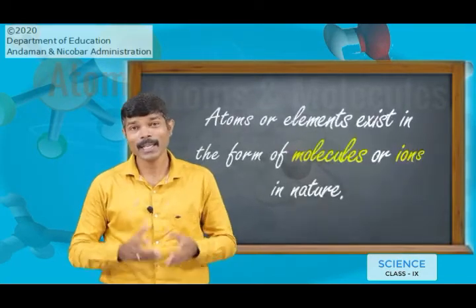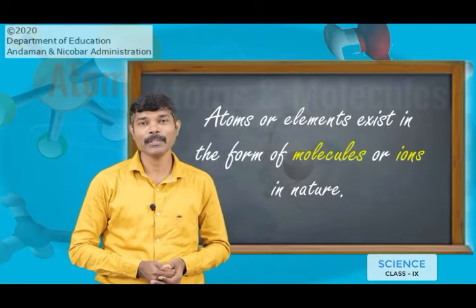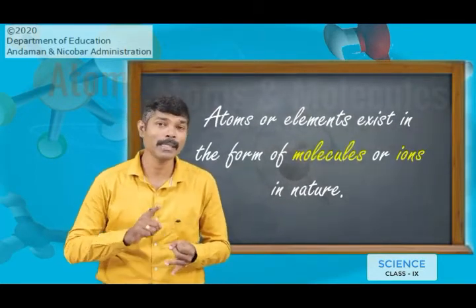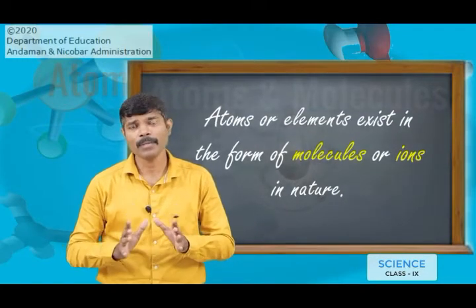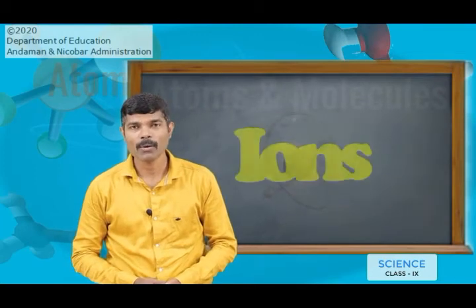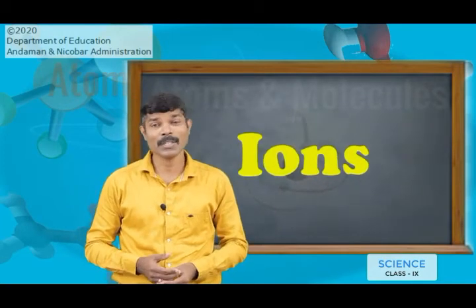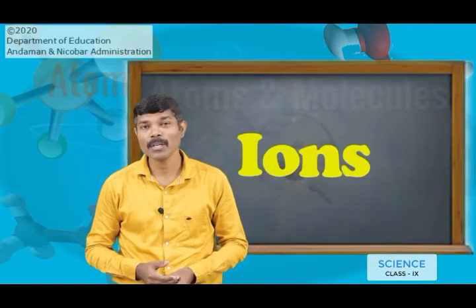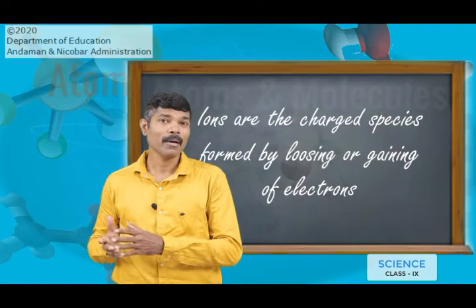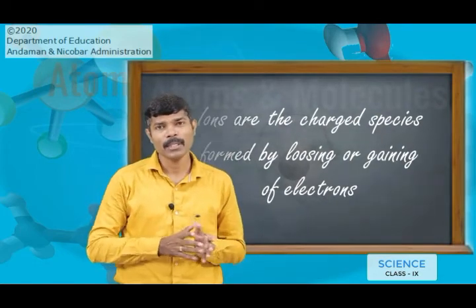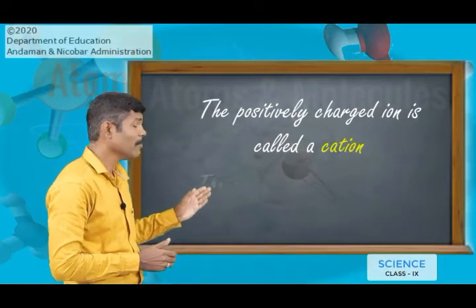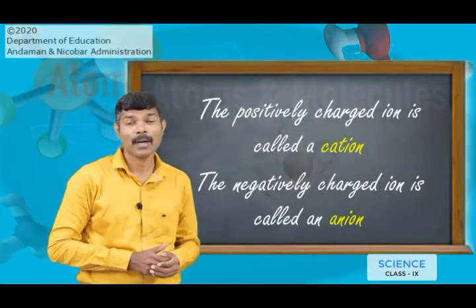We have learned that the atoms or elements in the universe exist in two different forms. One is molecule and another one is ions. About molecules we have seen in the last episode. Dear children, now we learn about ions. Ions are basically charged species formed by losing or gaining of electrons. The ions may be positive, the ions may be negative. The positively charged ions are called cations and the negatively charged ions are called anions.